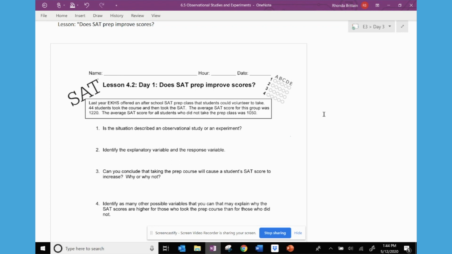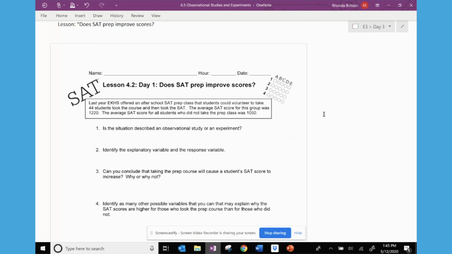What you want to lead your students into thinking about is who might have taken this class? Why did those students take the class? Do you think it's because they were more motivated than the average student who would be taking the SAT? Even though the students volunteered, only 44 of them did that. So all of the scores were looked at, and then they probably determined whether or not those people taking the course maybe did have a higher score.